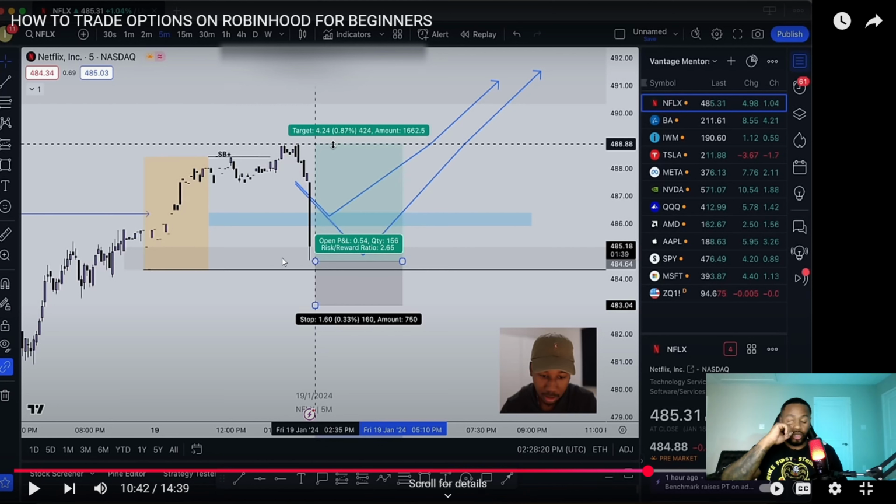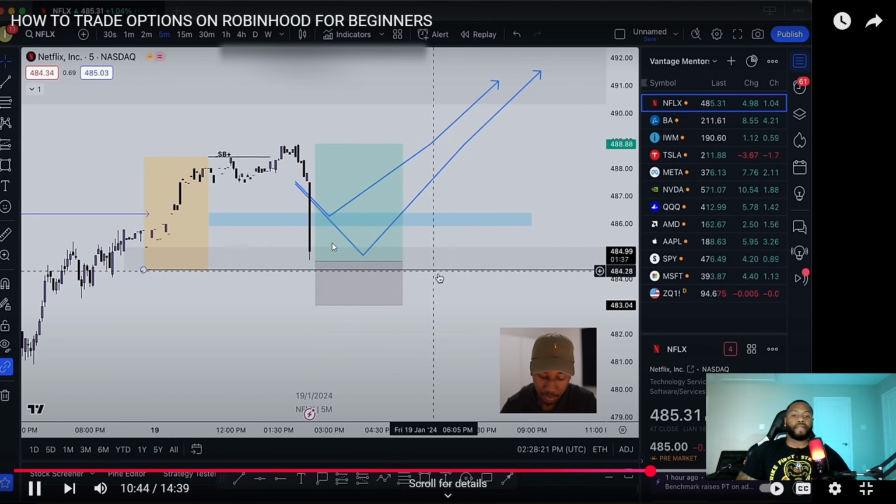I would wait for confirmation. Wait for confirmation. That means you need to wait for the candle to close to see what the next move is going to be. We trade what the market tells us, and we take what the market gives us. We don't just pretty much guess what's going to happen next. The market will tell you if you just be patient. And I'm going to be targeting that level right there.